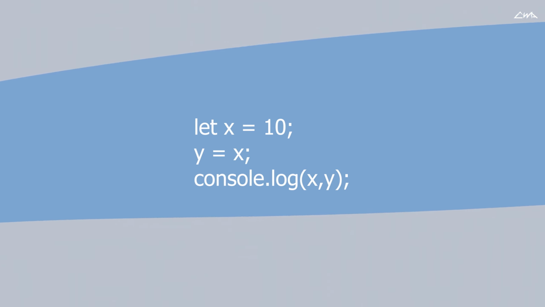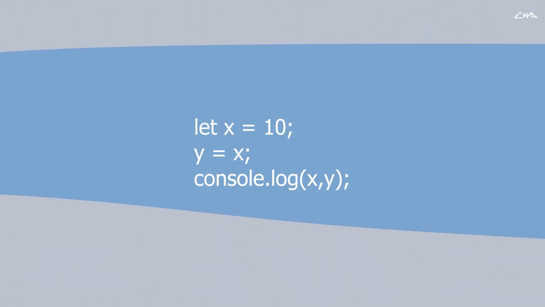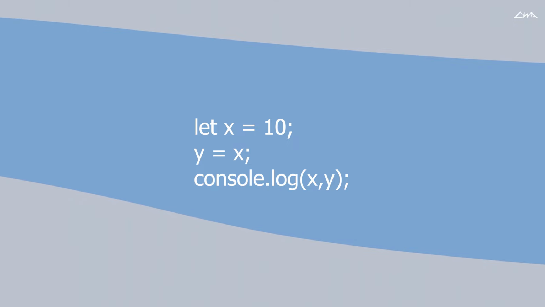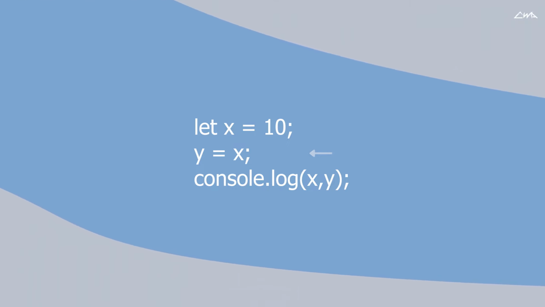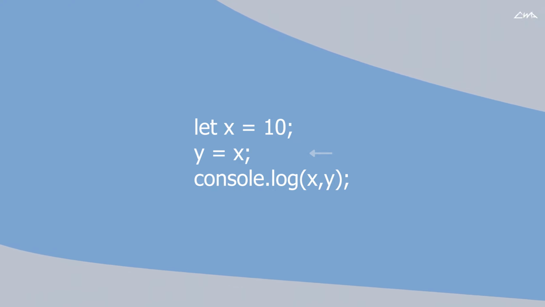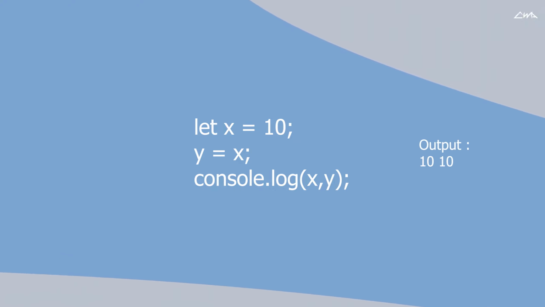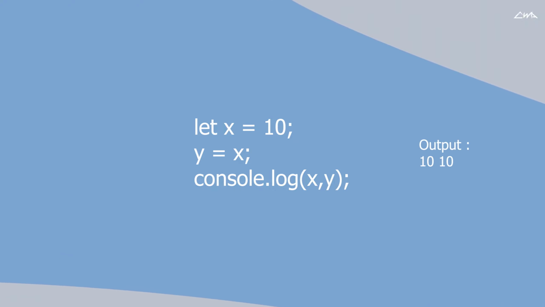Heading over to the next program, we have let x = 10, y = x, console.log(x, y). Over here x has been given the value of 10, y has been given the value of x which is 10. So the output is 10, 10. Notice how to display the value of two variables we are using a comma in the console.log statement.